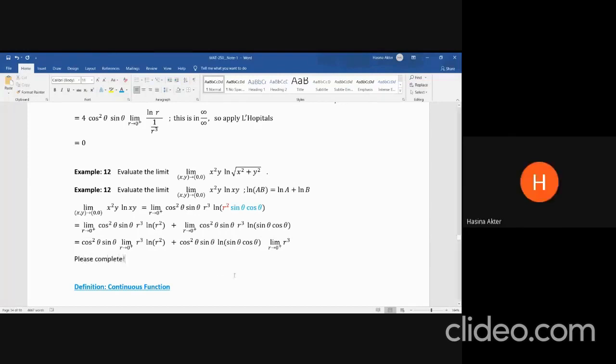Last line from second last line. I didn't do anything, I only kept theta independent of r. So miss, this line, ln sin theta cos theta, after this line, cos square sin theta, how did ln r square come in this place?